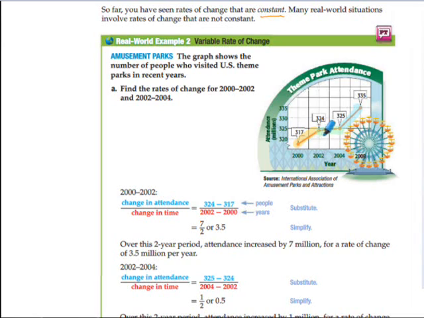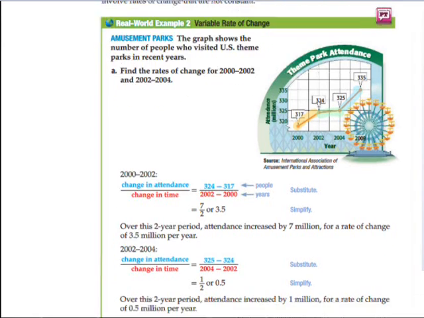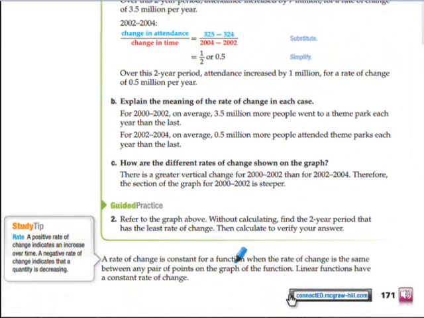Rate of change is change over time. So the one where it was the smallest would be the least steep. All right. A positive rate of change means an increase over time. Negative just means a decrease.